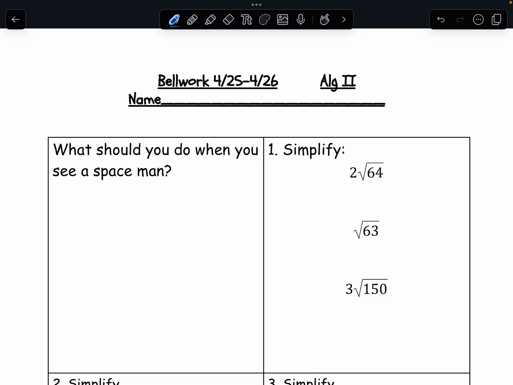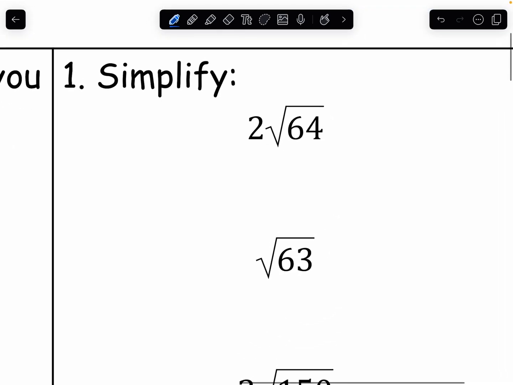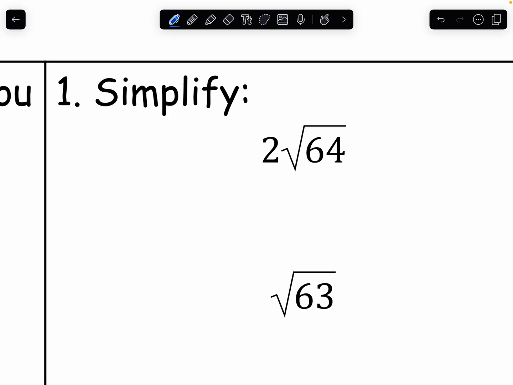All right, let's go through the Bellwork here, one by one. We'll come back to the joke at the end. It's a good one. All right, here we go.